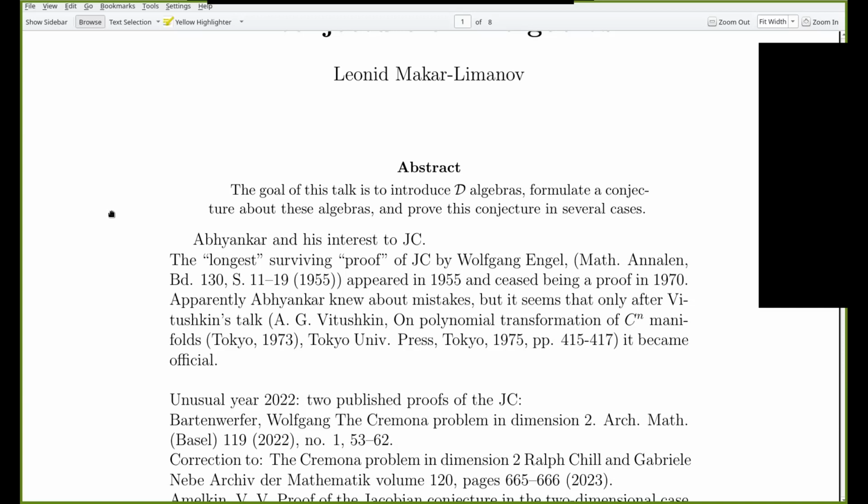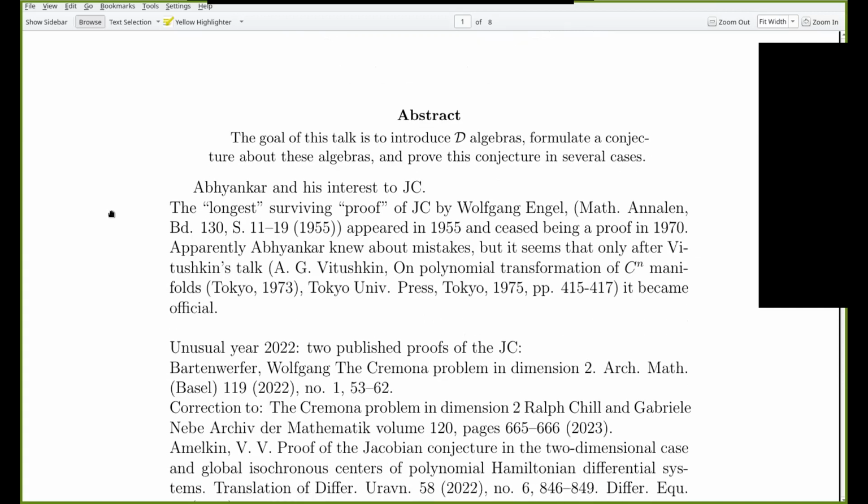I think that Abhyankar began in about 1970, understood that there is no proof there. And in Russia, Vitushkin and my assistants started working on this paper of Engel, and we discovered that it is wrong. And then Vitushkin actually published something in his talk in 1973, which was published in 1975, and then it became officially, again, an open question for dimension 2. That's what I forgot to mention.